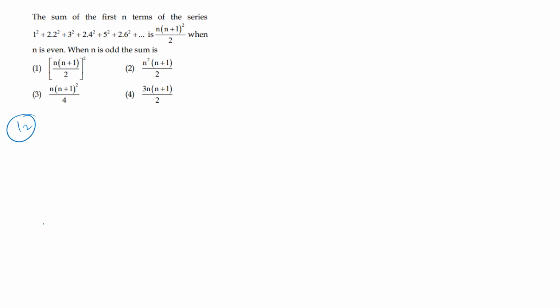For example, if I take n as odd, what about n minus 1? N minus 1 is clearly even. So for even, we already know what the formula is: n into n plus 1 whole square by 2. And that's why I'm substituting in this case in a simple way.